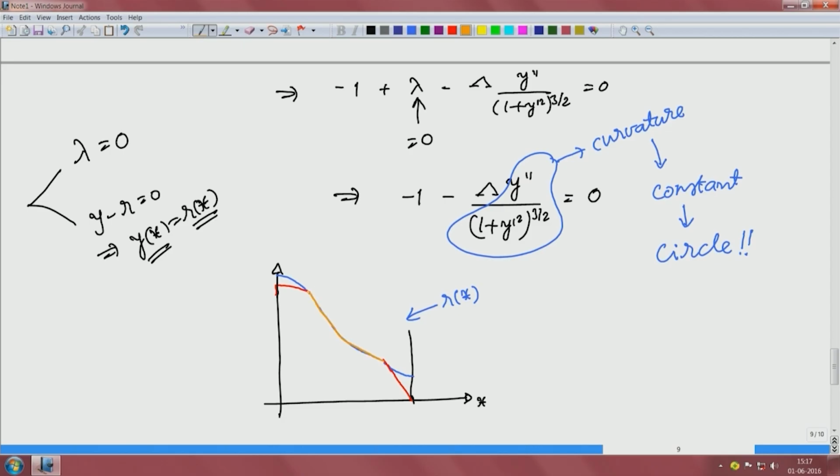So, in this portion from here to here, y that we want is equal to r, and in other portions it is a circle. So, here it is a circle and here it is a circle, because that would enclose the maximum area for a given length of the curve, which we know as the isoperimetric problem.